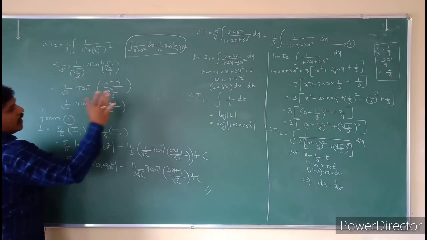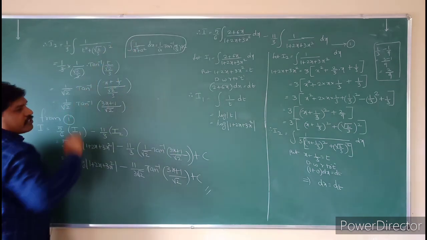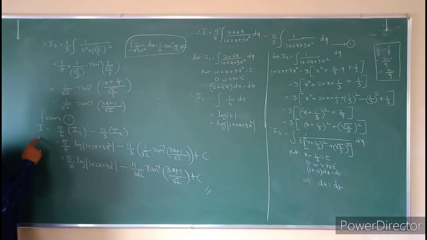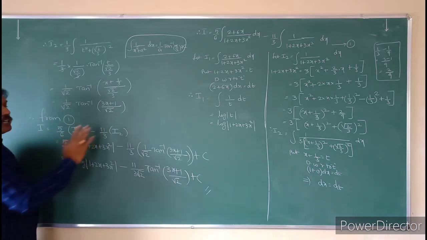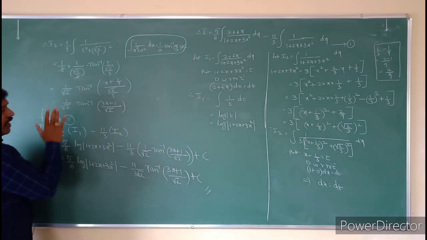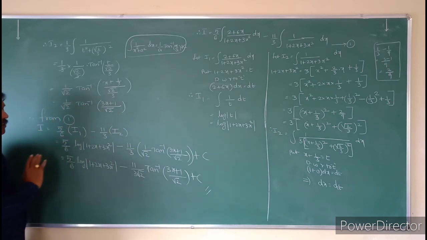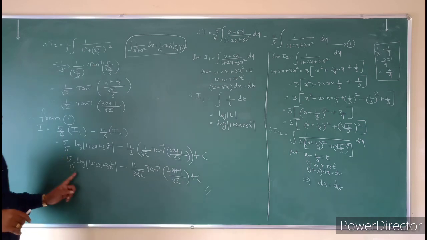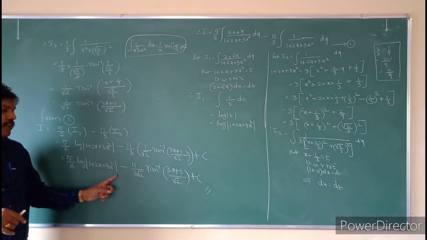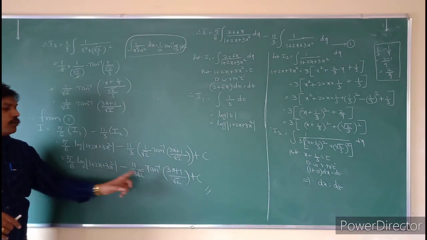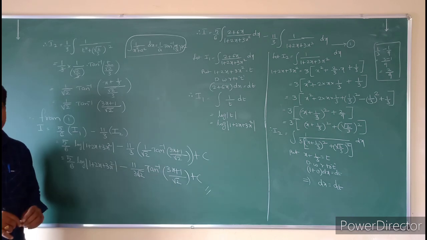After getting the I2 and I1 values, substitute in equation 1. From 1, I can be written as 5/6 into I1 minus 11/3 into I2. Substitute these two answers in this one, you will get the final answer. What is that? 5/6 into log of mod 1 + 2x + 3x² minus 11/(3√2) into tan inverse of (3x + 1)/√2 plus c.